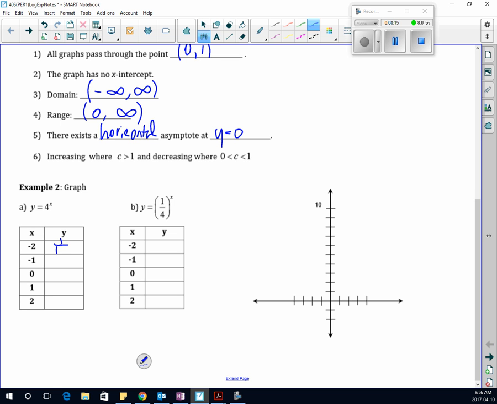1 over 16. 4 to the power negative 1, 1/4. 4 to the power 0. 4 to the power 1. 4 to the power 2, 16. We're going to plot that.